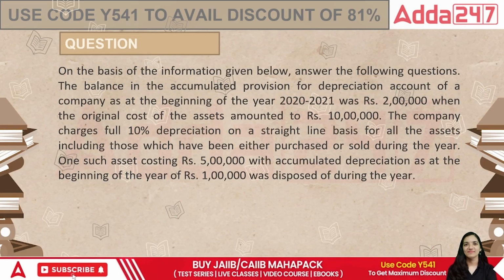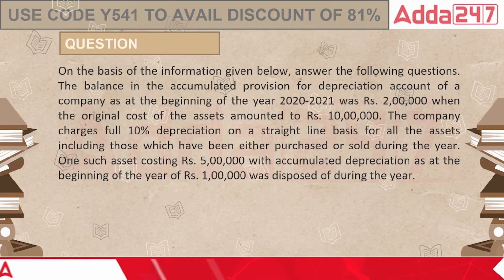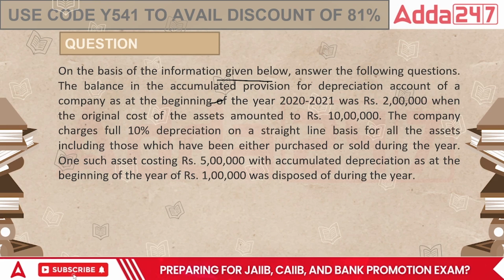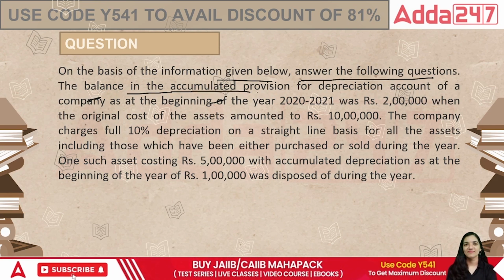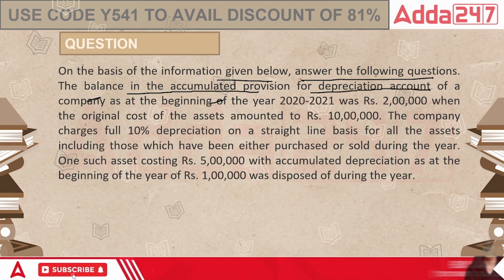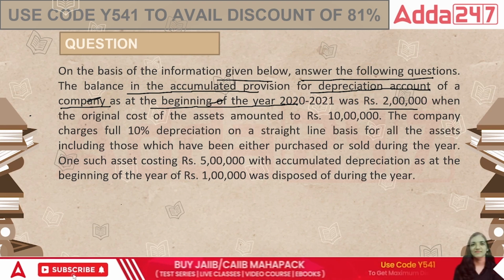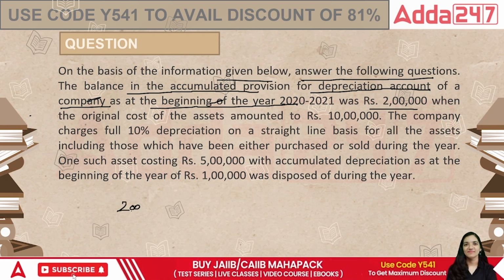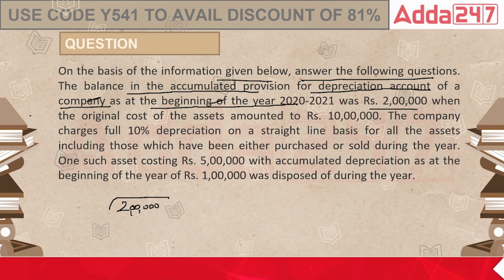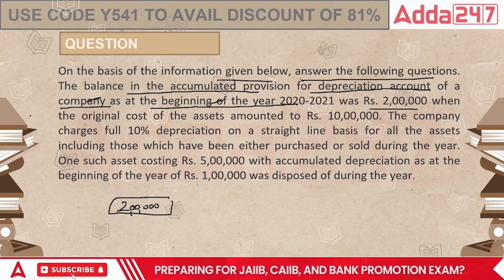Okay, here comes the next question. On the basis of the information given below, answer the following questions. The balance in the accumulated provision for depreciation account of the company as at the beginning of the year was this. So basically the books of accounts said that the value of the machinery was rupees 2 lakh, when the original cost amounted to rupees 10 lakh.